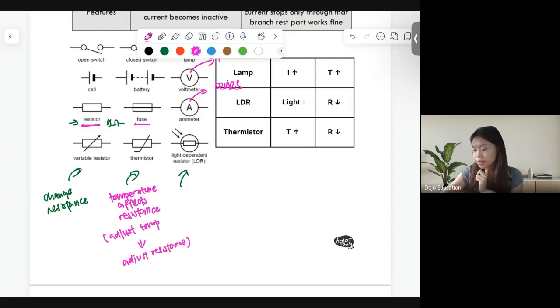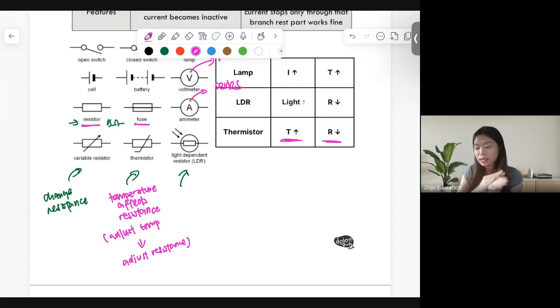You adjust the temperature and then you adjust the resistance. Okay, so here you can see when the temperature increases, maybe now I want my resistance to be lower. So what do I do? I increase the temperature, because when I increase the temperature, the resistance decreases. So you can see they are inversely proportional. And this is a relationship that you need to remember, okay?